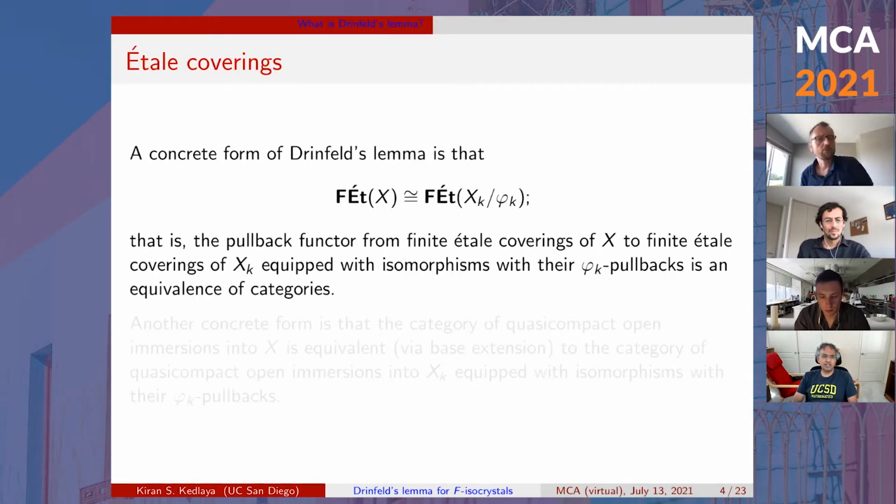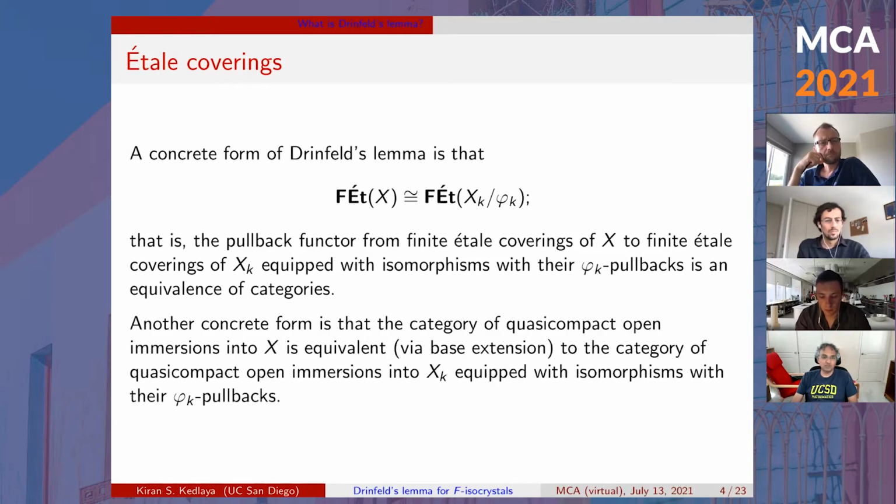So one concrete statement that comes under the original class of statements proved by Drinfeld is that the finite etale coverings of X are the same thing as the finite etale coverings of X_k divided by phi_k. In other words, if you take a finite etale covering of X_k equipped with an isomorphism with its phi_k pullback, well, you can get one of those from a finite etale covering of X, and that pullback functor is an equivalence. So, okay, I'm not claiming that these two are somehow the same, but they have the same finite etale coverings. So they're related in that way.